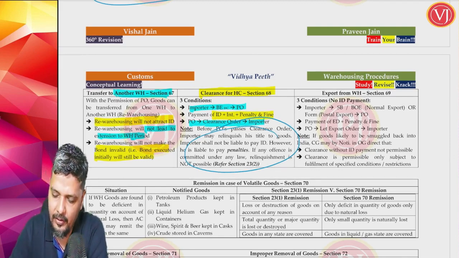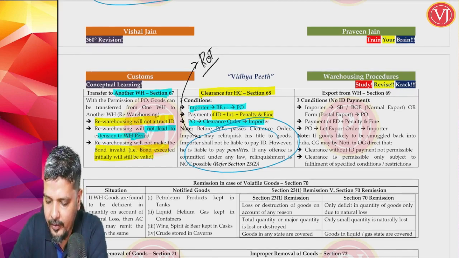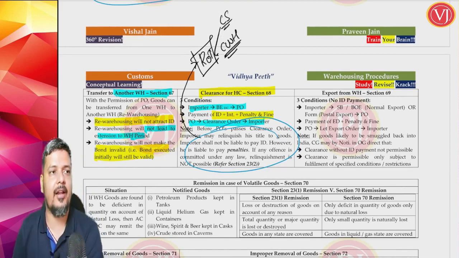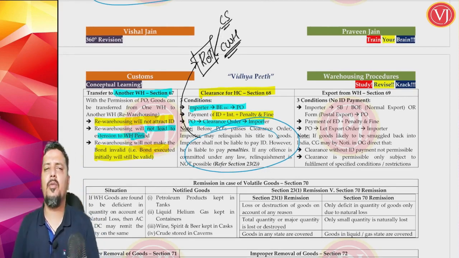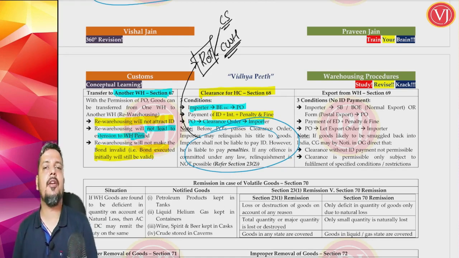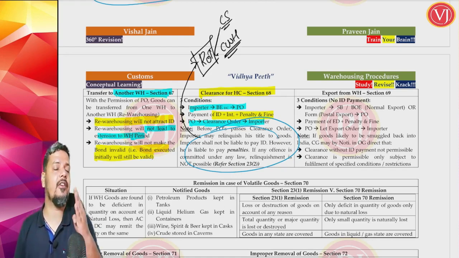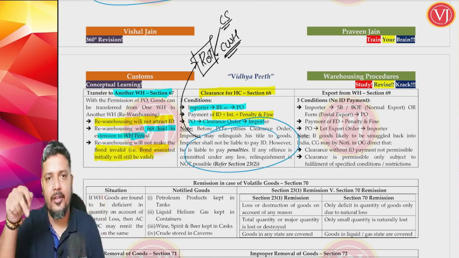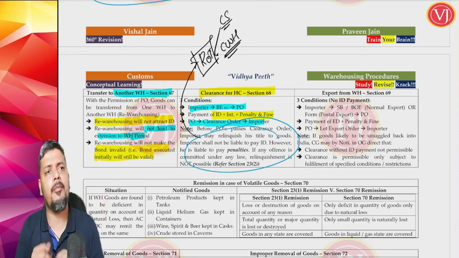Can he relinquish the title when the goods are in customs warehouse? Relinquishment of title is allowed when the goods are in customs station as well as in customs warehouse. Same point. If you recall, relinquishment of title was discussed in section 23, subsection 2 for customs station and section 68 for customs warehouse. Same points.